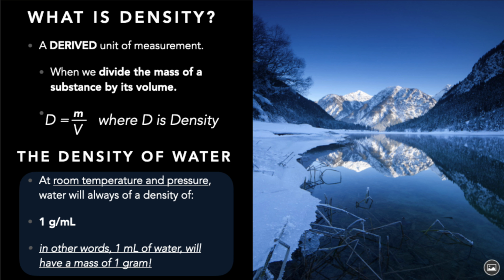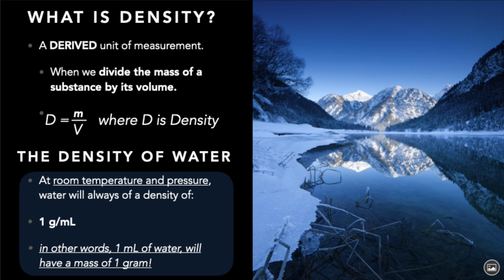Now there's something very special when it comes to water's density, and we can use this special quality to our advantage. We understand, and we have demonstrated through experimentation, that at room temperature and pressure, which is what we commonly work at in the lab, water has a density of 1 gram for every milliliter of water. We express that as 1 gram per milliliter, since density is grams divided by milliliters. But all that's really saying is that every milliliter of water will weigh 1 gram on the mass balance.